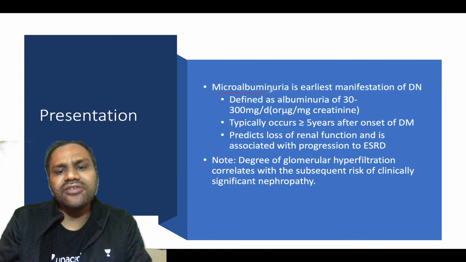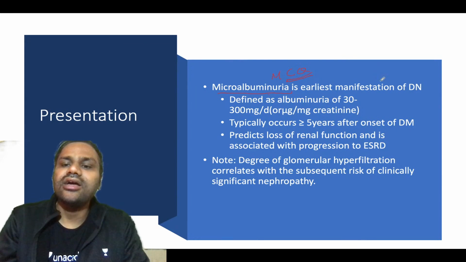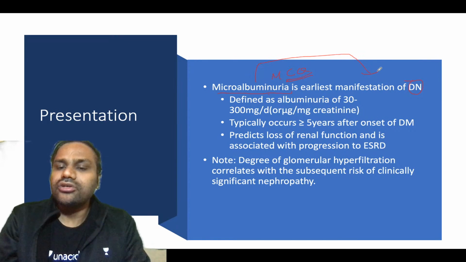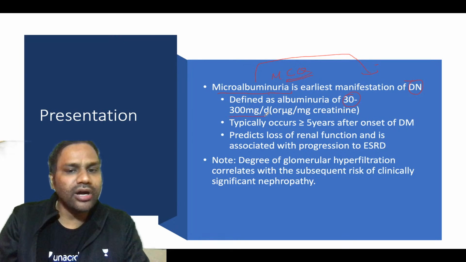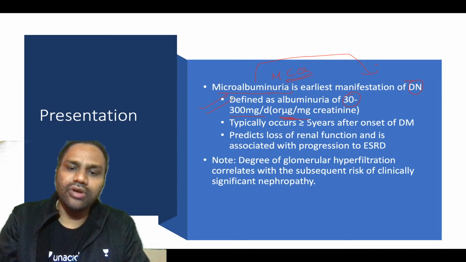So the earliest manifestation is microalbuminuria. That is your MCQ. The earliest manifestation of diabetic nephropathy is microalbuminuria. Now you need to know what microalbuminuria means. It is albuminuria of 30 to 300 milligram per day, or microgram per milligram creatinine.